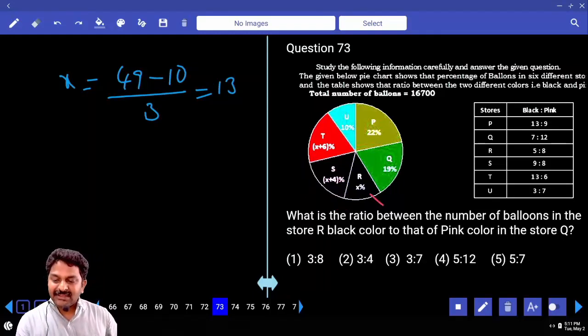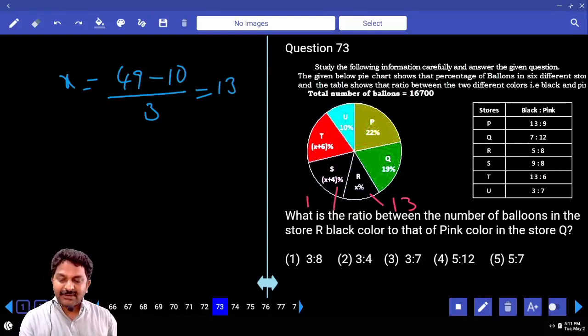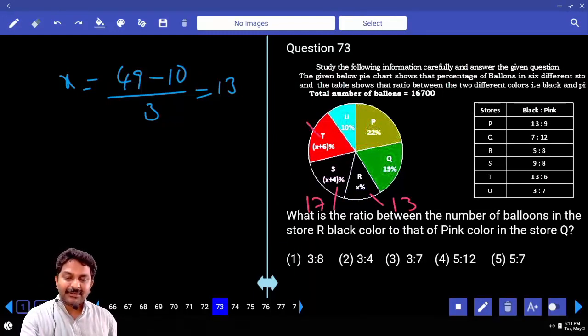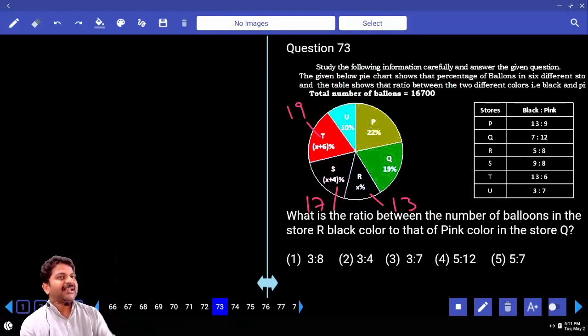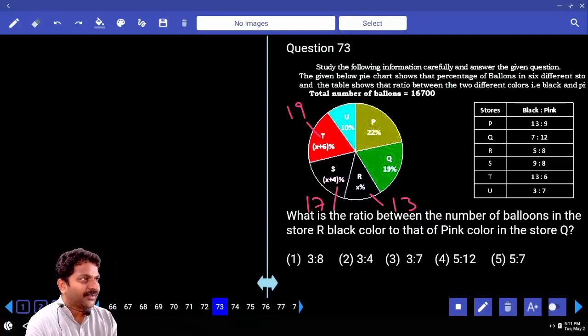That means R is equal to 13. S is equal to 17. T is equal to 19. So now what is the total number of balloons? 16,700. Is it a round figure? How much is 1%? 167. So can you multiply all these numbers with 167? Is it so easy? Then don't try to calculate numbers.